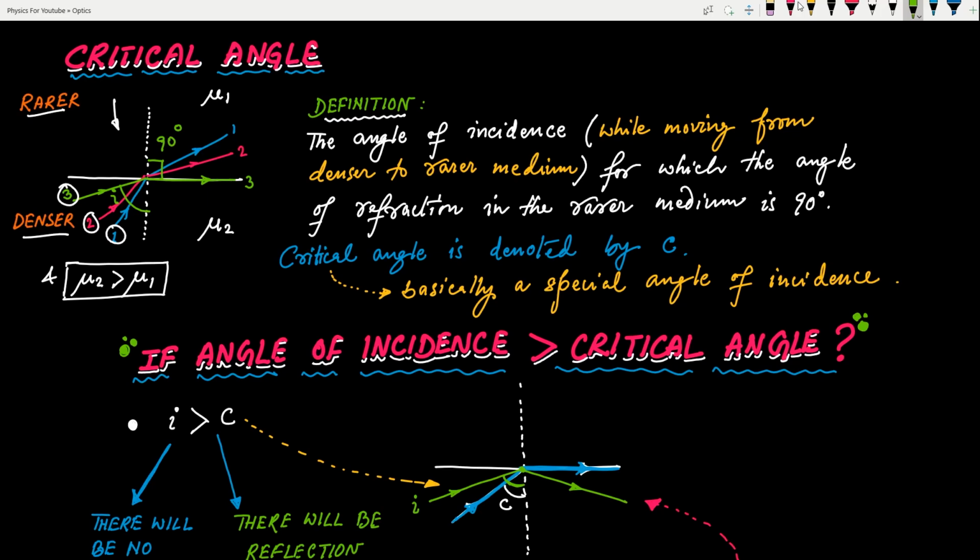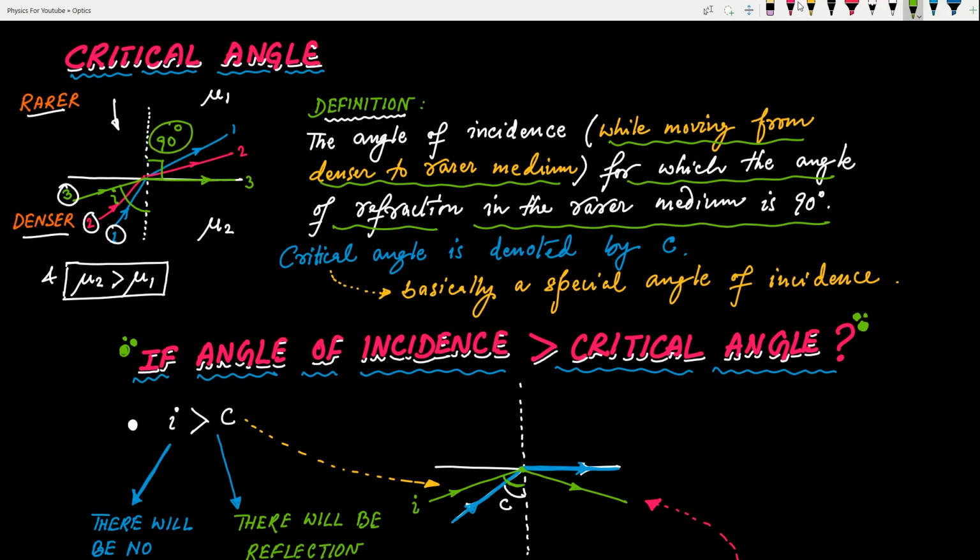is the critical angle. So let's define what the critical angle is now, and then I will explain why it is known as critical. First of all, understand the definition. The definition says: the angle of incidence while moving from denser to rarer medium. This is very important. The angle of incidence while moving from denser to rarer medium, for which the angle of refraction in the rarer medium is 90 degrees. So you can see 90 degrees is in the rarer medium. That is the angle of refraction, and this angle of incidence is known as the critical angle in that case.